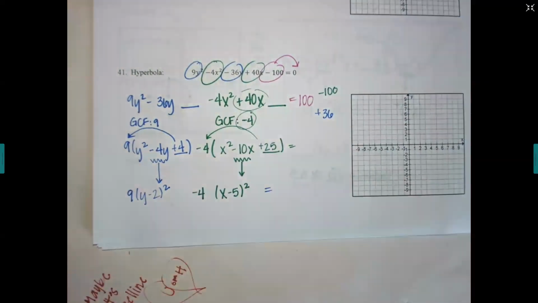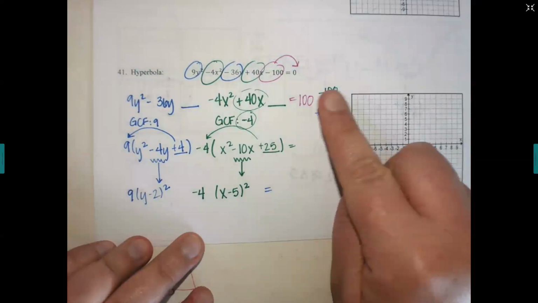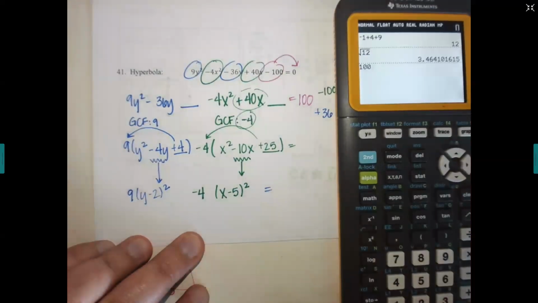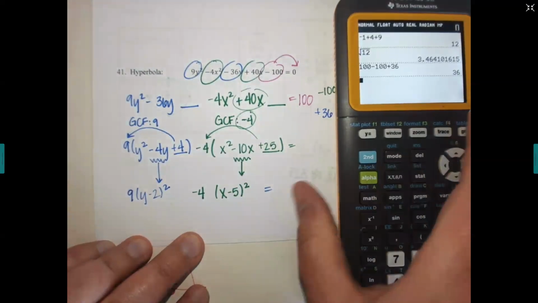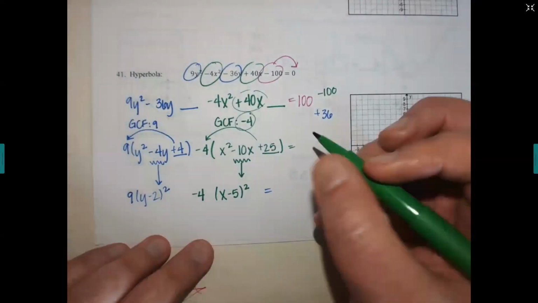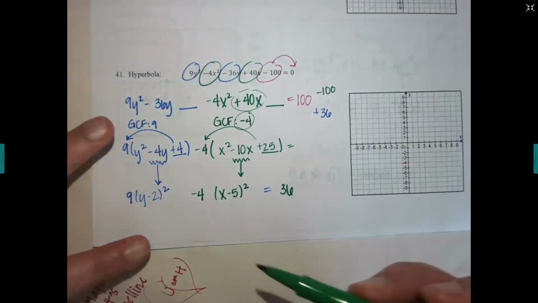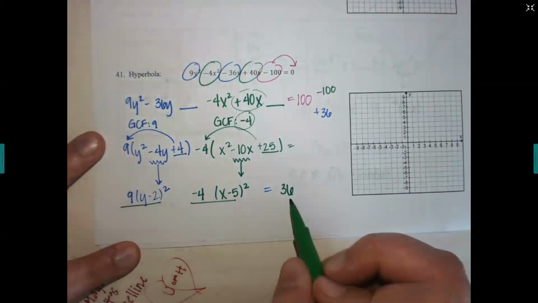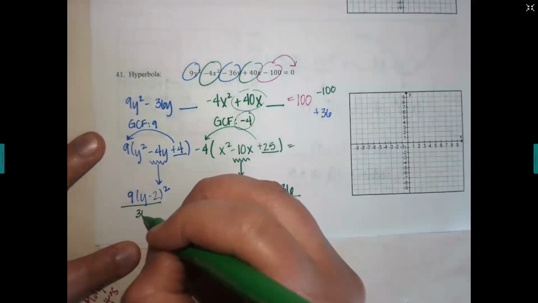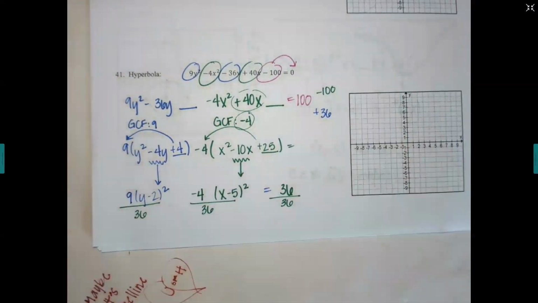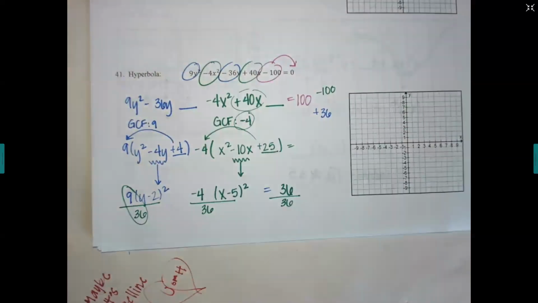Okay, then from there, we're adding all three of these numbers up. 100 minus 100, and then plus 36. So we can see that's 36. Okay, but then from there, remember, it can't equal 36. If it's an ellipse, it has to equal 1. So then you would just divide that 36 across. 36 divided by 9, that's going to be a 4 on the bottom.